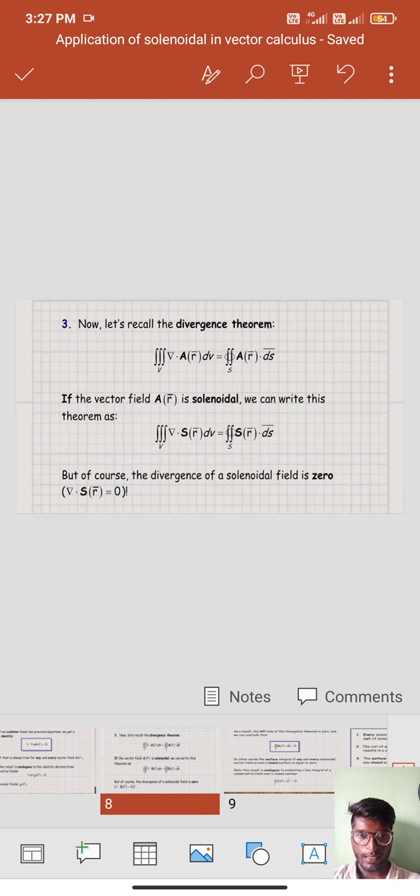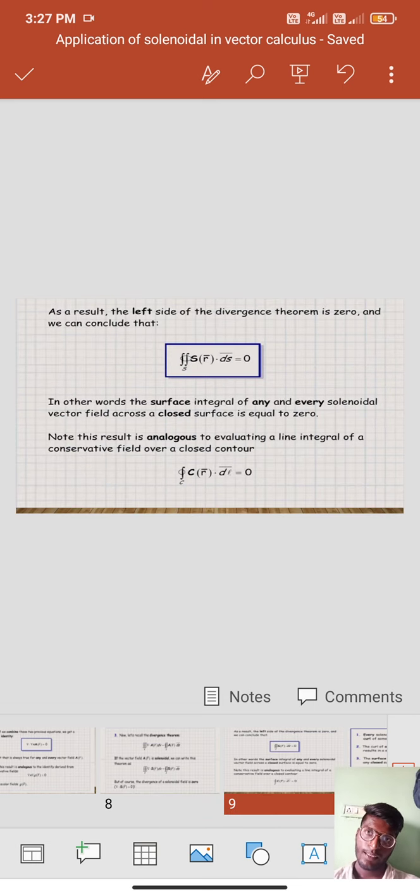But of course the divergence of a solenoidal field is 0. As a result, the left side of the divergence theorem is 0, and we conclude that the double integral of S dot dS equals 0. In other words, the surface integral of any and every solenoidal vector field across a closed surface is equal to 0. Note this result is analogous to evaluating a line integral of a conservative field over a closed contour.